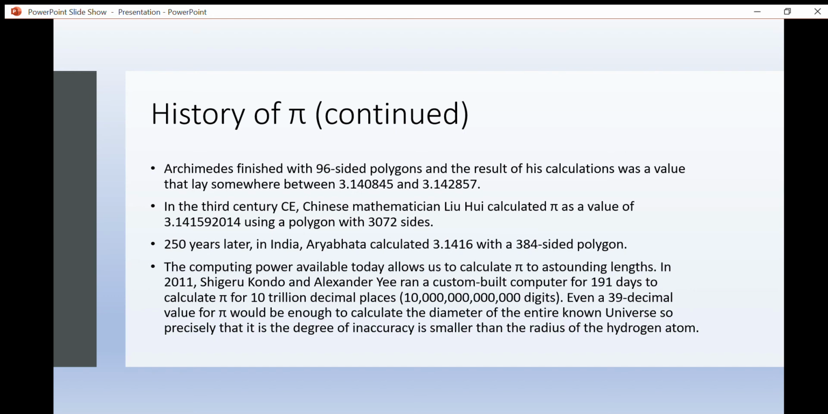250 years later, in India, this person calculated pi as 3.1416 with a 384-sided polygon.